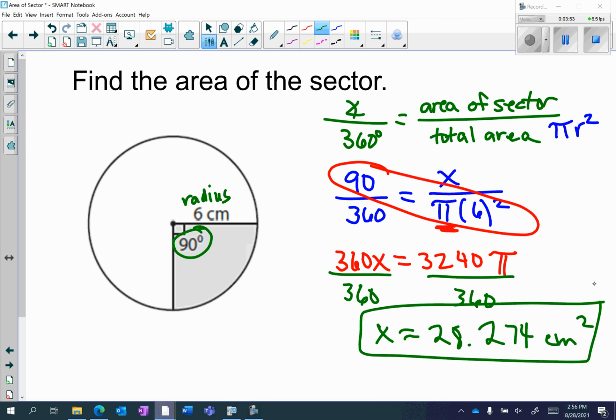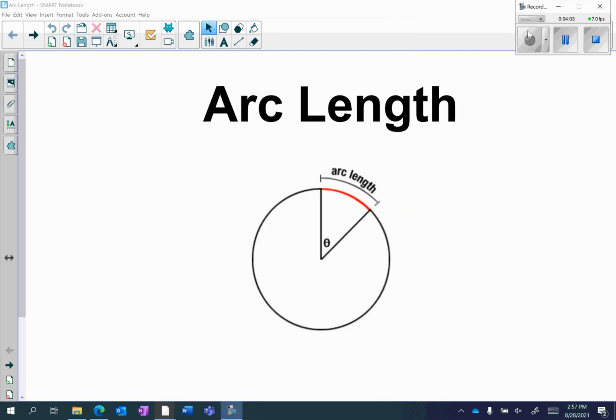So again, the formula you should use to find area of a sector is angle over 360 is equal to area of a sector over the total area. Next, let's look at how to determine the arc length. Notice in the diagram here, we have a circle, and we're looking for the arc length, represented by that red arc.